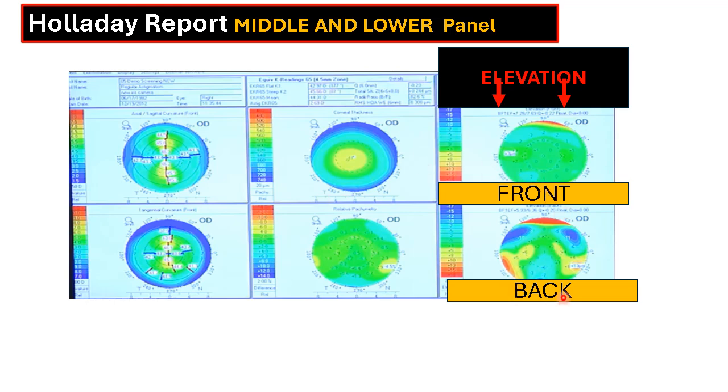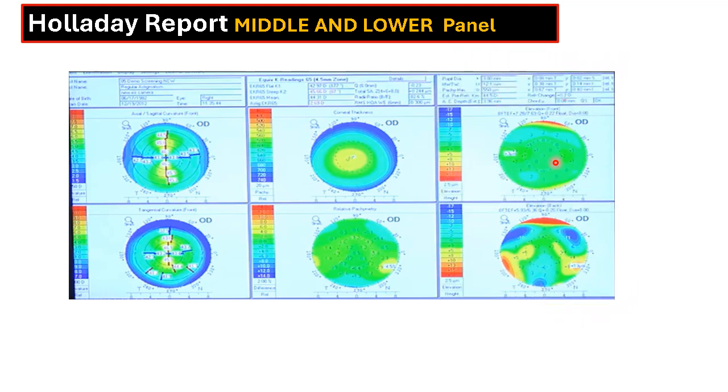The other map is the elevation map for the front and back surface. And I should highlight here that the holiday report uses the best fit toric ellipsoid reference surface, so that it will show most areas, as you can see, for irregular corneas in green, because the best fit toric ellipsoid will match the elevation of that cornea. Any elevations beyond that reference surface will be in hot colors. And of course, this is the front and back surface, and you know the back surface is very important to pick up early ectatic changes.